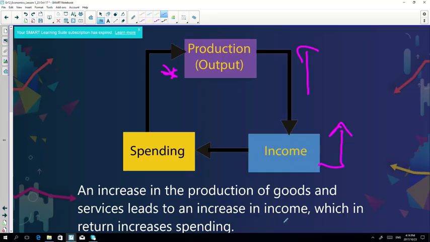And so when the income goes up, in return, we will increase our spending because we've got more money in our pockets, and therefore we can spend money on purchasing products and services in order to satisfy our needs. Okay, so you need to understand this important relationship in order for you to have a good understanding of how the circular flow model works in an open economy.